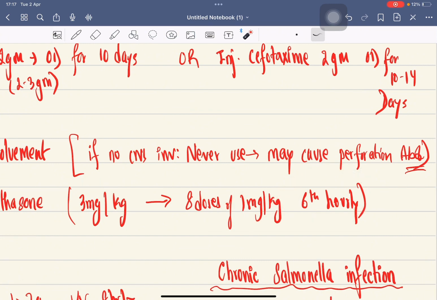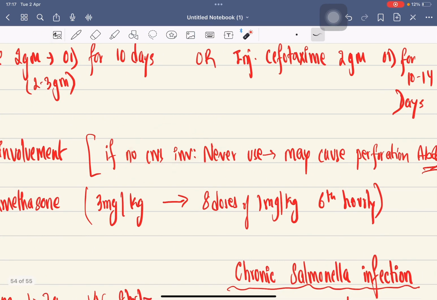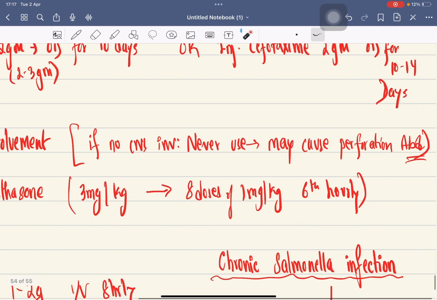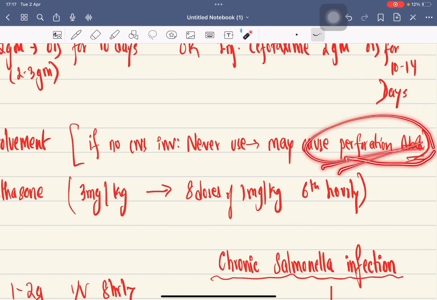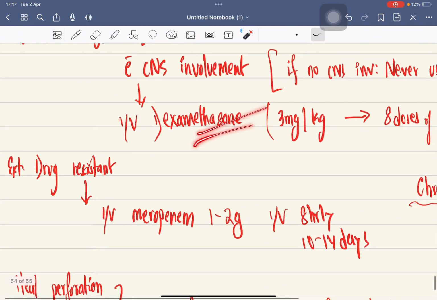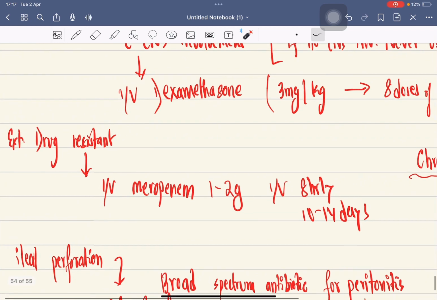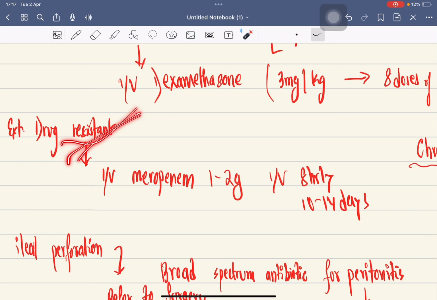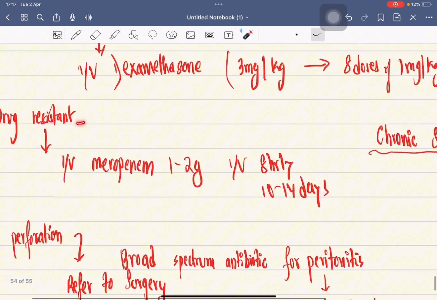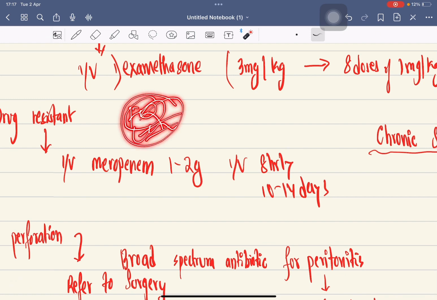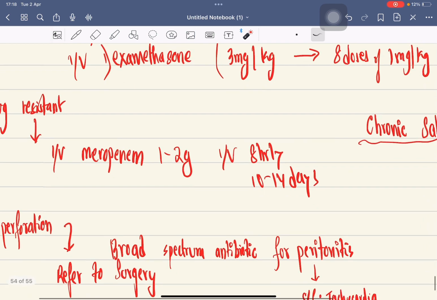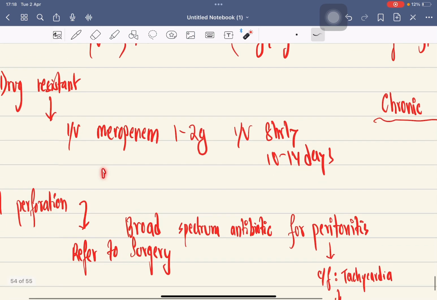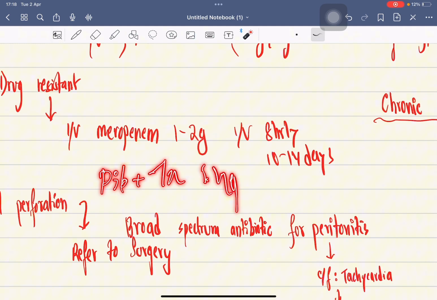But if the patient has no CNS involvement and we give dexamethasone, then it might cause perforation of the hollow viscus in the abdomen. So we should be careful while using dexamethasone. In case of drug resistance, if the patient is resistant to fluoroquinolones or cephalosporins, then we should go for meropenem 1 to 2 gram IV 8 hourly for 10 to 14 days, or we can go with piperacillin plus tazobactam 1.4 gram 8 hourly.